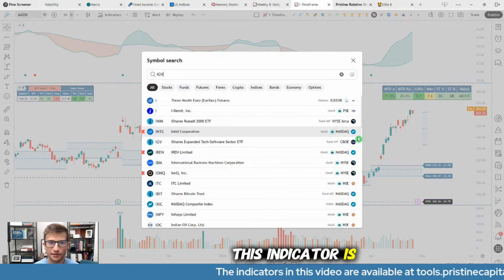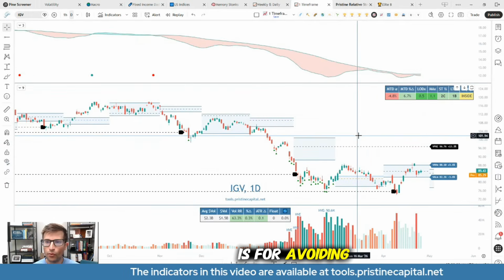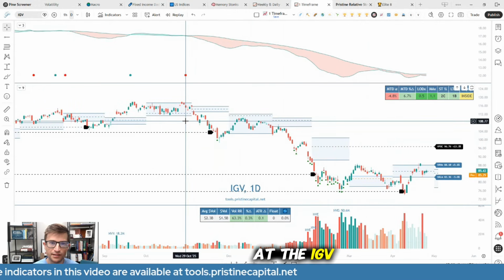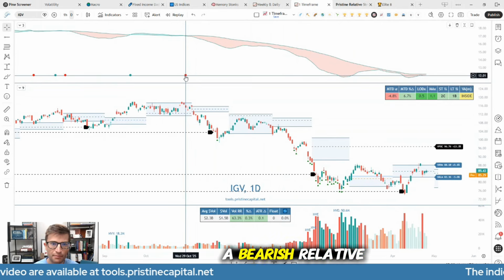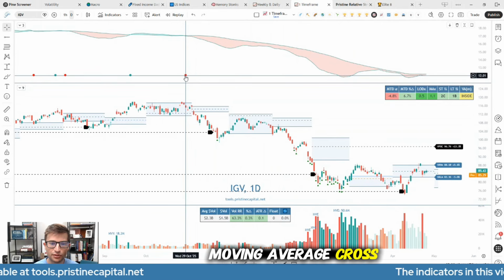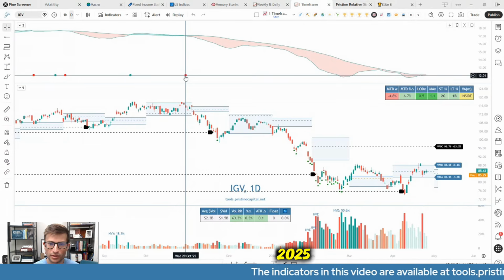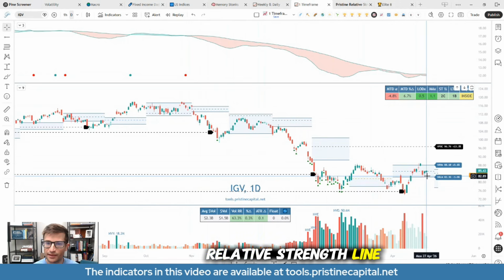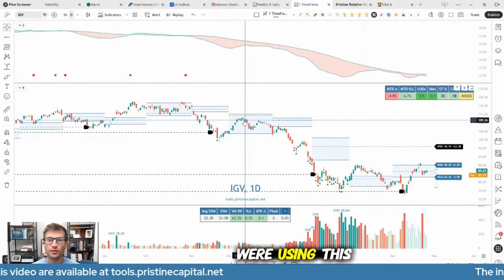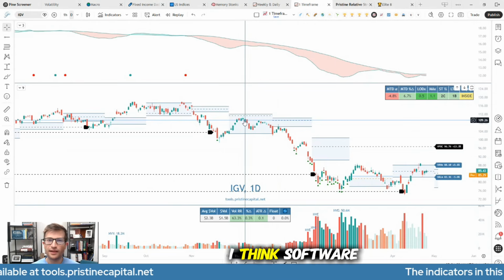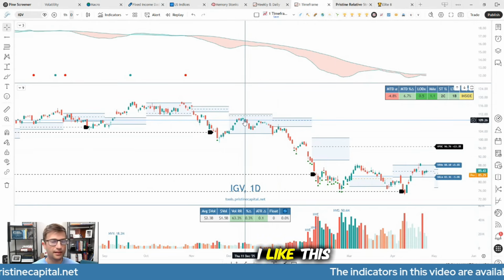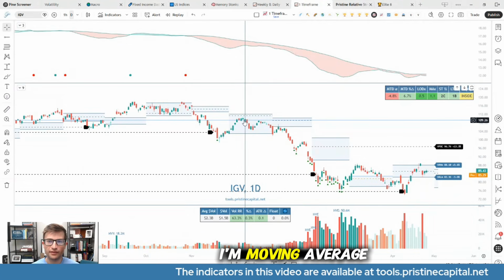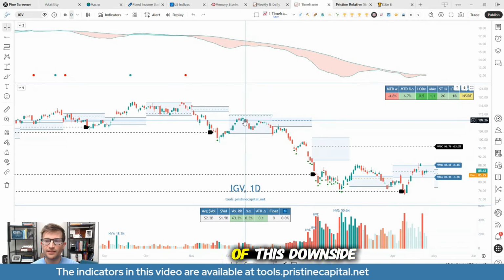Another way that this indicator is very useful is for avoiding certain sectors and certain individual names. If we look at the IGV software ETF, this ETF had a bearish relative strength line moving average cross on October 29th of 2025. And it still has not had a bullish relative strength line moving average cross. So if you were using this indicator and you said, hey, I think software stocks are getting really beaten down, I like this sector, I think I can play it for mean reversion, but I'm going to wait until that relative strength line moving average cross, you would have avoided a lot of this downside pain.